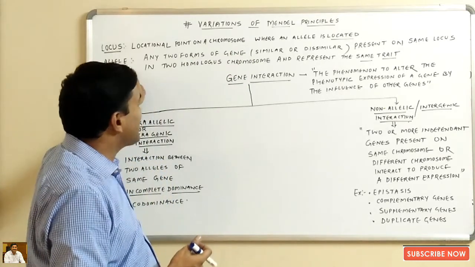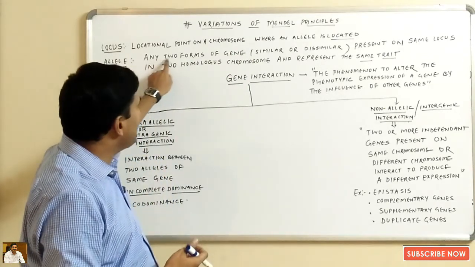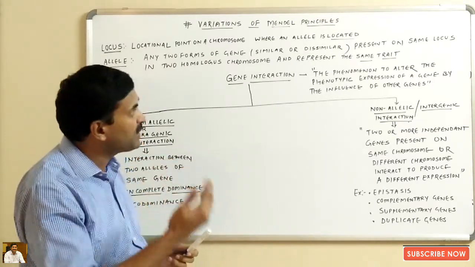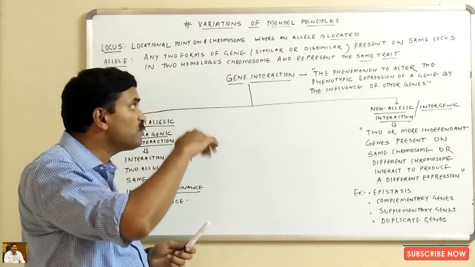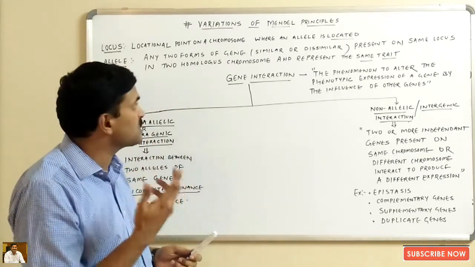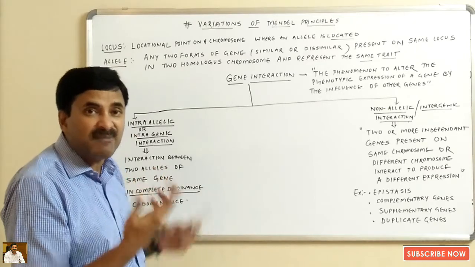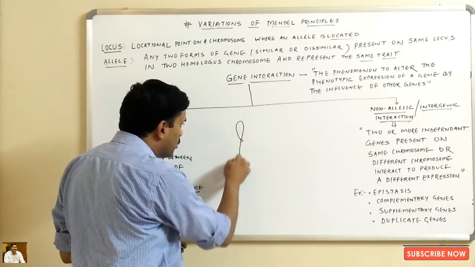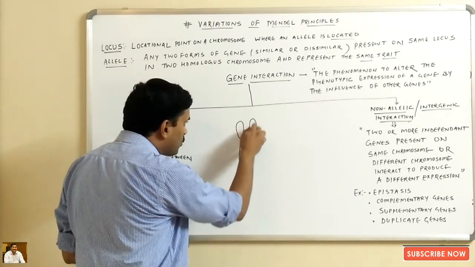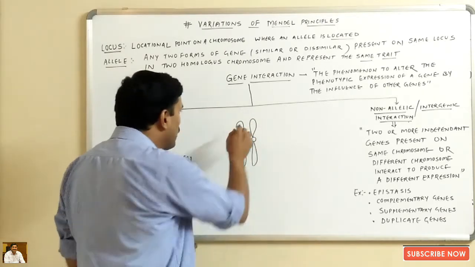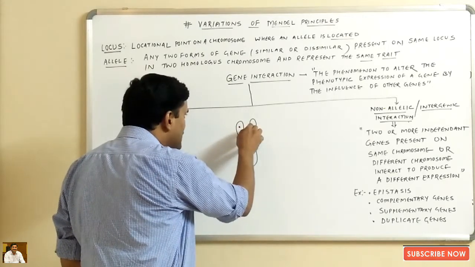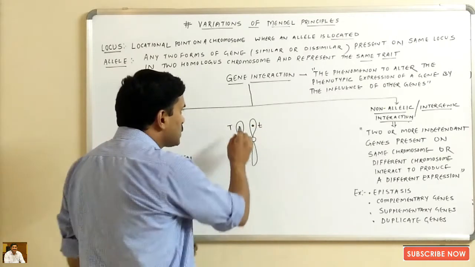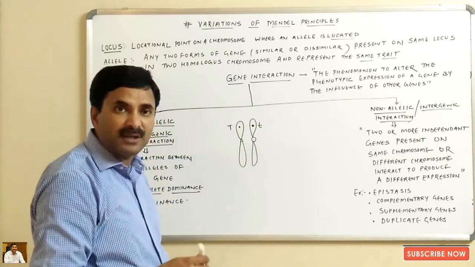Now, what is an allele? Any two forms of the gene, they may be similar or dissimilar, present on the same locus in two homologous chromosomes, and representing the same trait, is called an allele. Say I have made one homologous chromosome and another homologous chromosome. Now this is the locus and this is the locus. If one gene is present here and another gene is present here, so this is a pair of alleles.